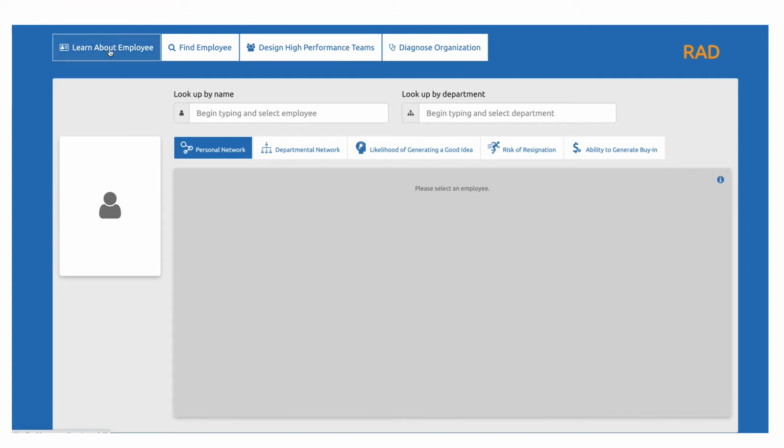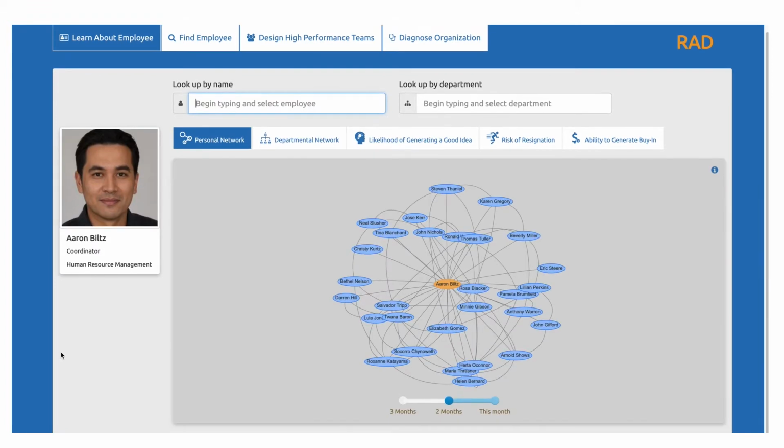For each employee, you can see their personal networks, departmental networks, their likelihood of generating good ideas, their risk of resignation, and their ability to generate buy-in. Type Aaron Blitz into the lookup by name and click on his name. You will see his information in the following tabs. You can also see how dense his network is.